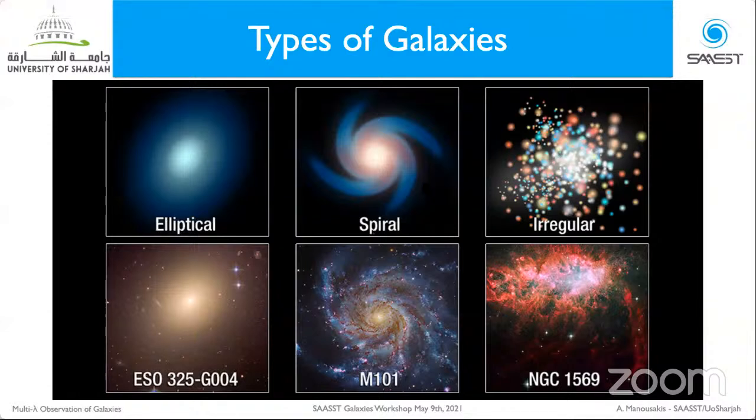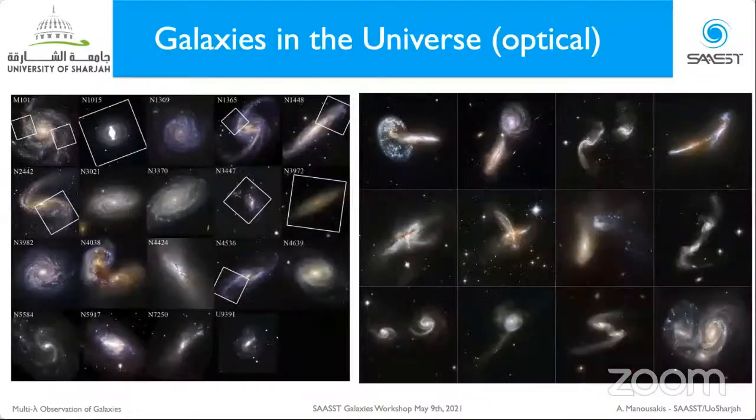We have a spiral galaxy with spiral arms, an example being M100-101. And then we have a galaxy that looks pretty irregular, like in this example, NGC-1569, most of them in optical light. Another example of irregular galaxies, although they are very small to be considered galaxies, are the Magellanic Clouds, which are satellite galaxies to our own galaxy. And we have two of them, the large and the small Magellanic Clouds.